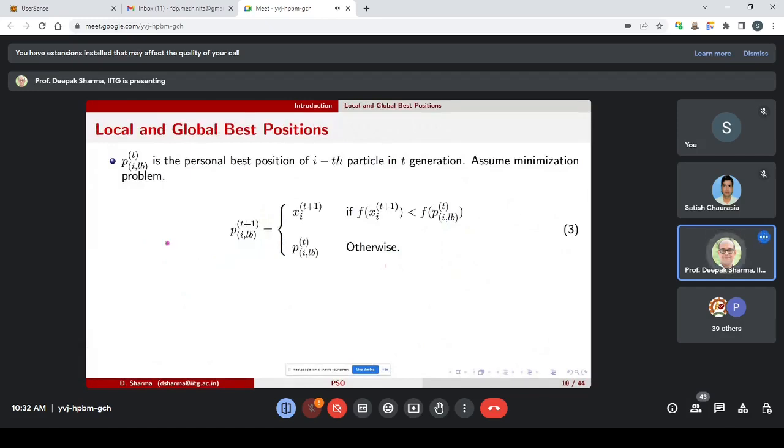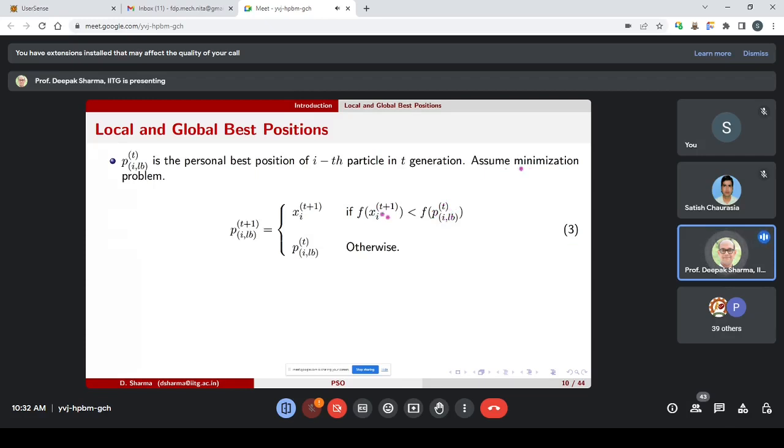Now let us move on to how we find the local best of each particle. This can be done with the help of this simple formula, which is given in equation number 3. In every iteration, we look at whether the fitness value of the new position of the particle is better than the local best of the same particle.